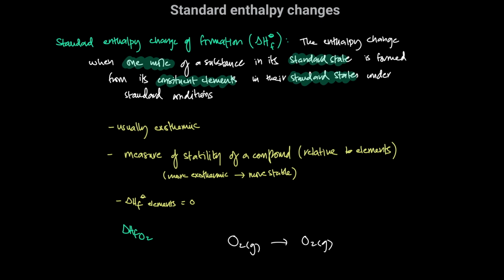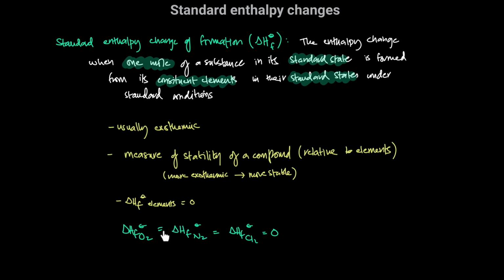From the definition, we can deduce that the enthalpy change of formation for any element in its standard state will be 0: the enthalpy change of formation of oxygen, of nitrogen gas in its standard state, of, let's say, chlorine gas, etc. These will all be equal to 0. It's important to note that each of these substances has to be in its standard state. It's not that the enthalpy change of formation of oxygen is 0; it's oxygen in its gaseous state under standard conditions.